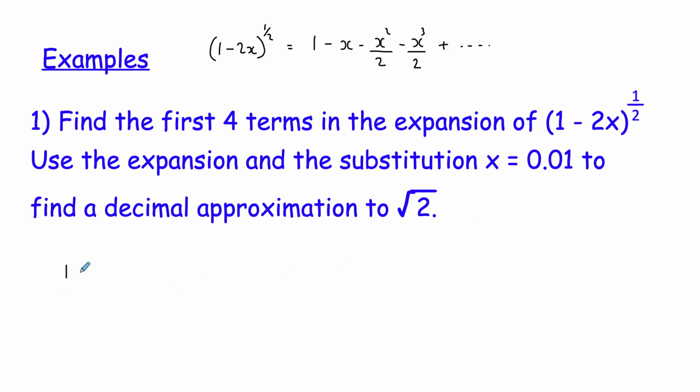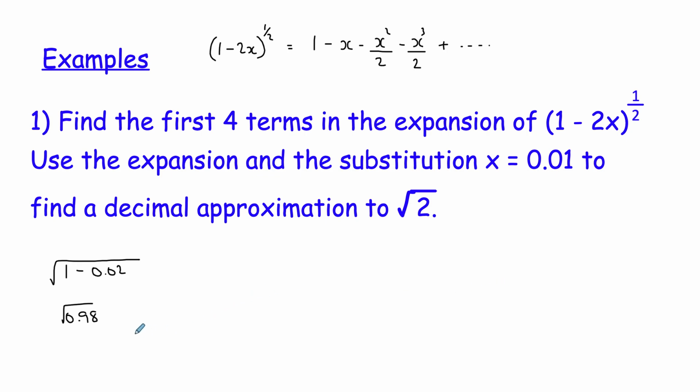I'm going to have 1 minus 0.02, because it's being times by 2, to the power of a half, which is the same as square root. 1 minus 0.02 is 0.98. Okay, how is that going to help us work out root 2? I want you to have a think about that now. Play around with it. See if you can see where this is heading. Again, pause the video.